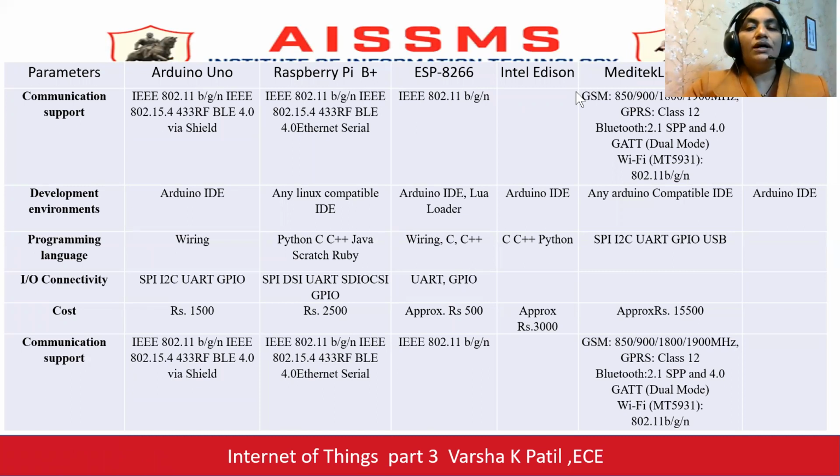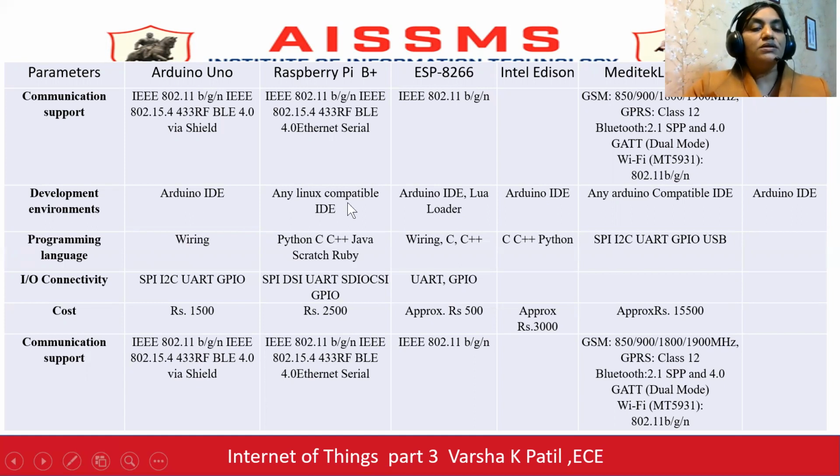Next, the same Arduino Uno, Raspberry Pi, ESP8266, Intel Edison, and all other protocols are compared with each other. While comparing, the parameter again is communication support. In case of communication support, most of the communication protocols are present in the MediaTek Linkit kind of microcontroller. But again, in case of Raspberry Pi, the winning edge is given due to these two characteristics.